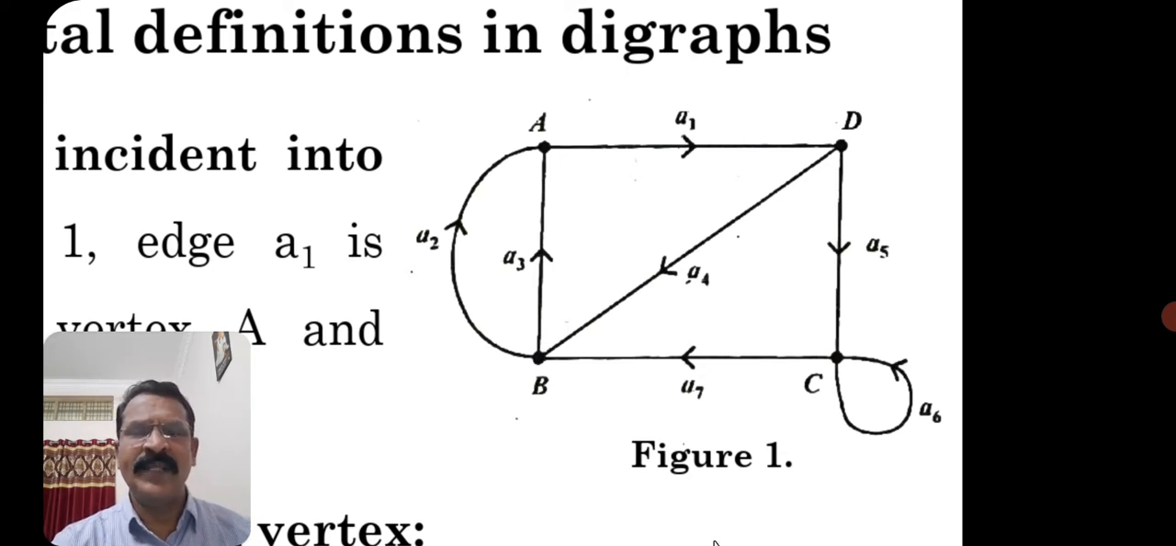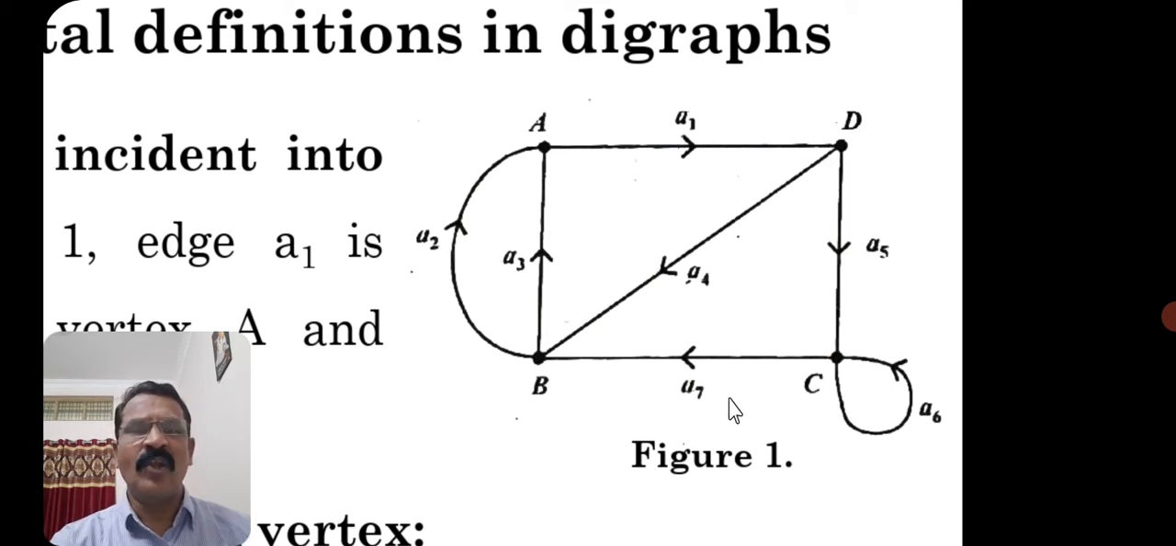So once again let me recall, an edge A1 is incident out of a vertex A and it is incident into a vertex D in this example. So it is clear when we will say incident out and when we will say incident into. A1 is an edge from A to D, so that's why we say A1 is an edge which is incident out of a vertex A and incident into a vertex D. So this is about the idea of incident out and incident into edge.